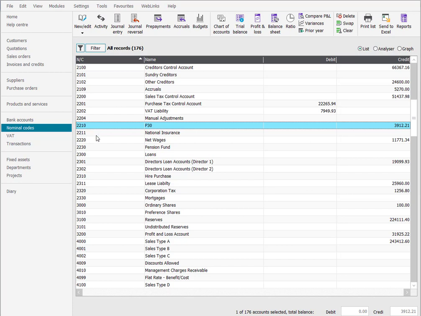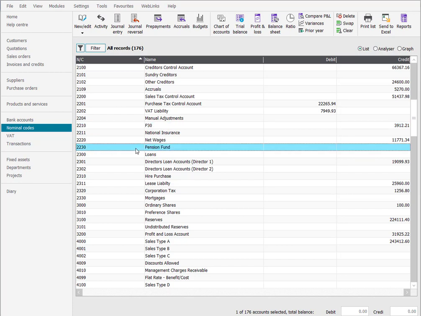What else do I need? I need a pension fund. I've got it there already at 2230. And the only other thing that I've got then is the bus pass scheme.